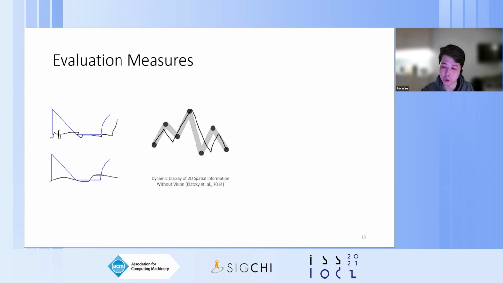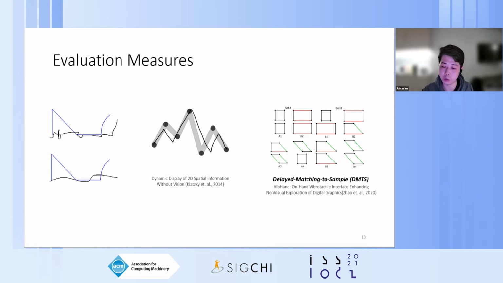Researchers have used other creative methods to overcome these issues. Cagatay asked participants to redraw the traced line immediately after tracing, and the DMTS was used by Chau, which asked users to trace 2 lines instead of 1 and compare if they are the same or not. Both methods are very creative, but it's a bit time-consuming in our user study.